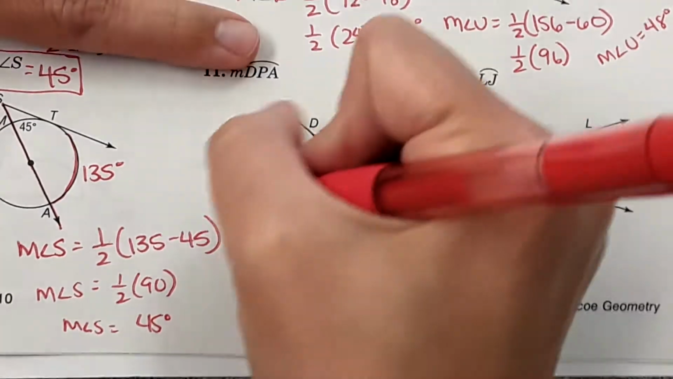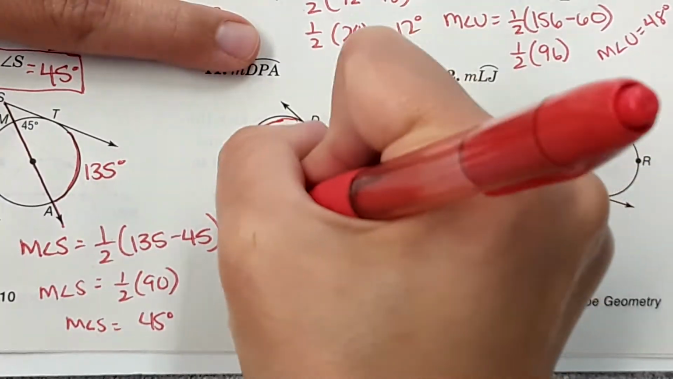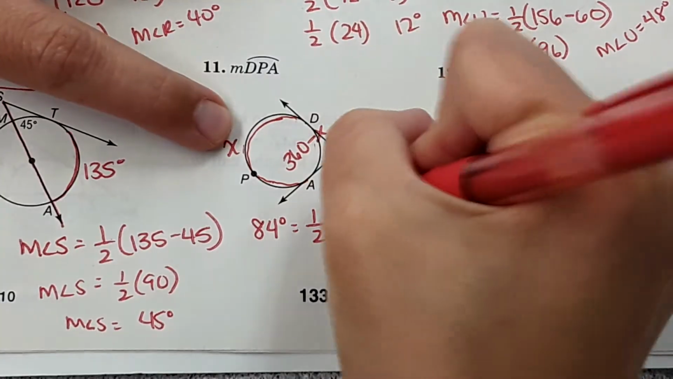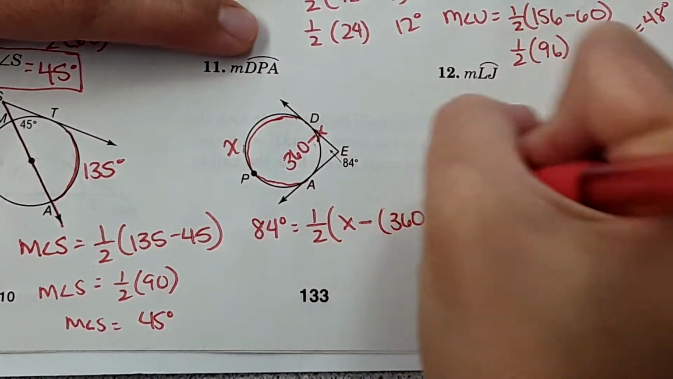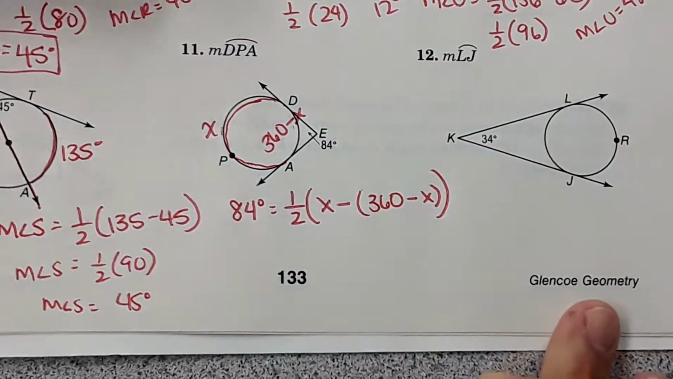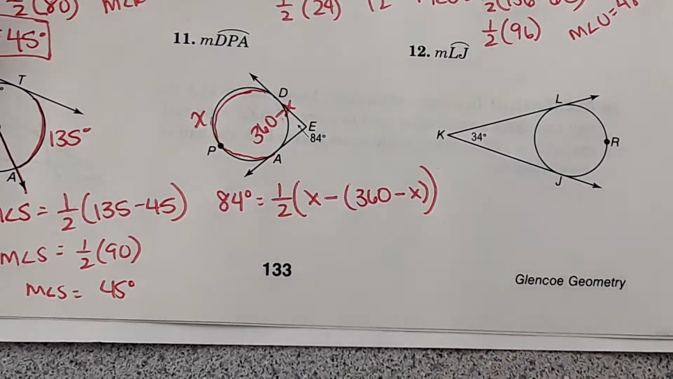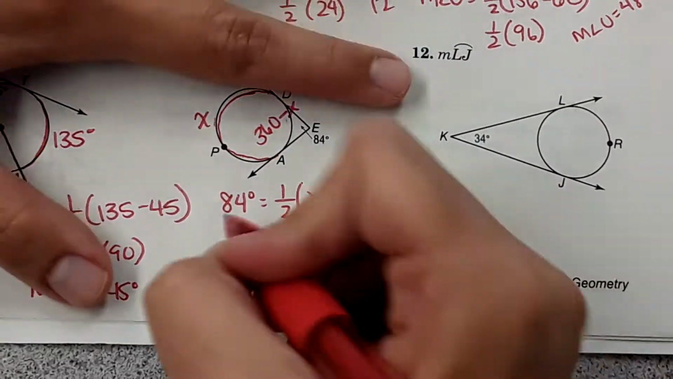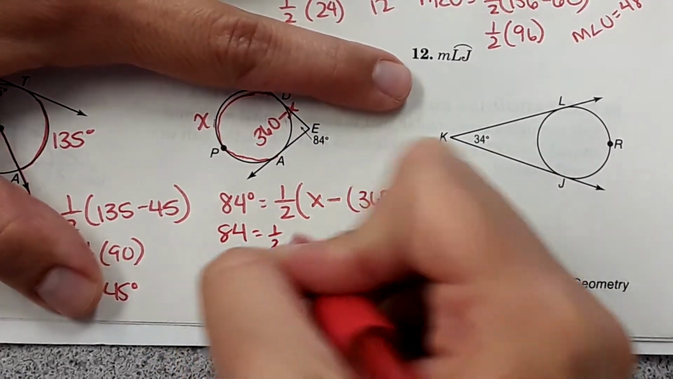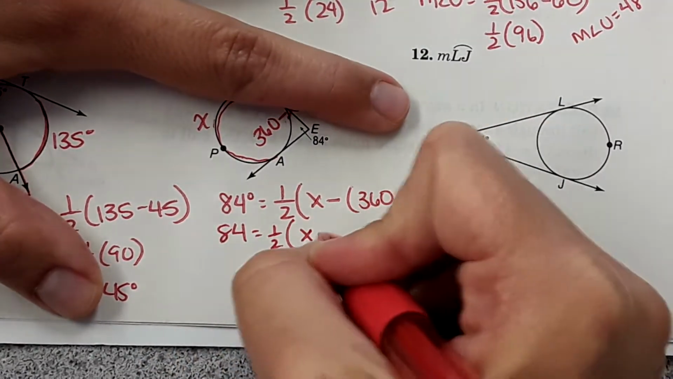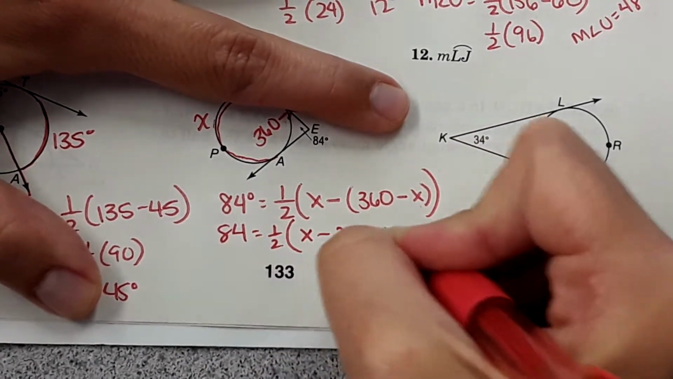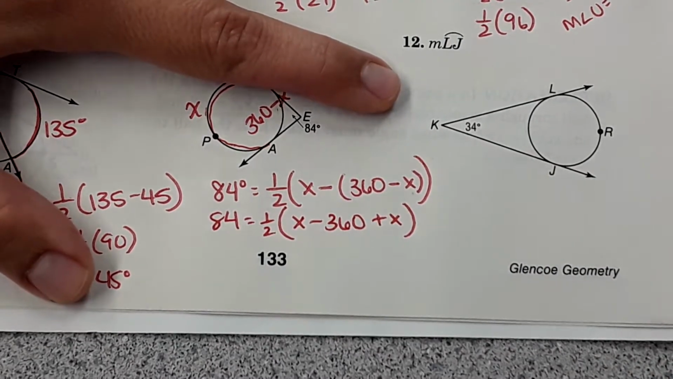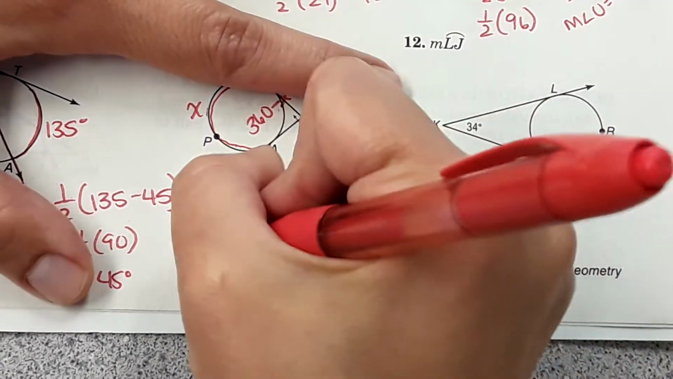So we're going to use the same equation. The angle measure, which they give us, is 84 degrees, equals 1/2 of this arc, x, minus 360 minus x. And then we will solve for x. So I'm going to start by distributing that negative to both of those terms. So bringing everything down, distributing the negative, it'll be negative 360 and positive x. Then I will combine like terms.